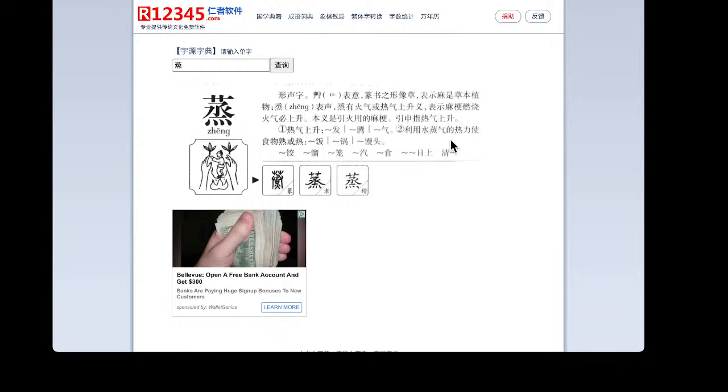So over here you can see the bottom has the fire, right? And now this 蒸 without the fire radical has the meaning of heat and steam going up. Going up, that's the meaning.